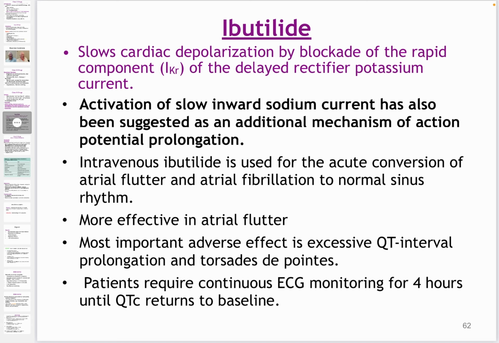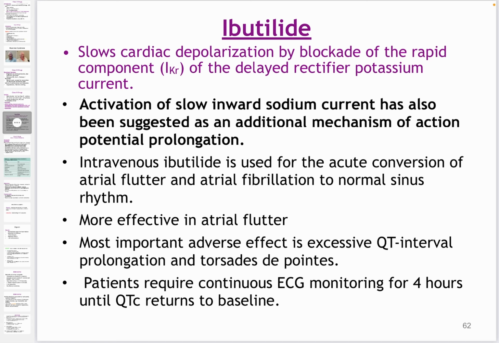Ibutilide is used for the acute conversion of atrial flutter and atrial fibrillation to normal sinus rhythm. So a patient has an atrial tachycardia or atrial arrhythmia, either in the form of a flutter or fibrillation. We said the main difference between flutter and fibrillation is regularity and a bit of the rate too. We noted that flutter responds better to ibutilide than fibrillation, and it makes sense because fibrillation is more serious and less regular.